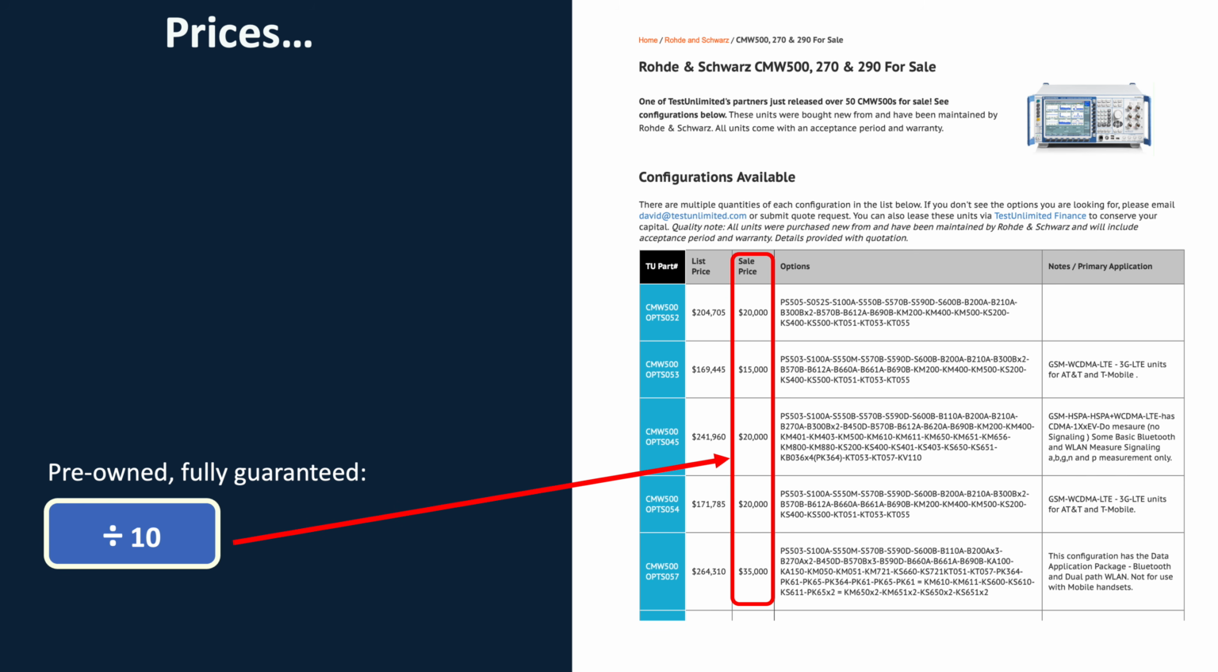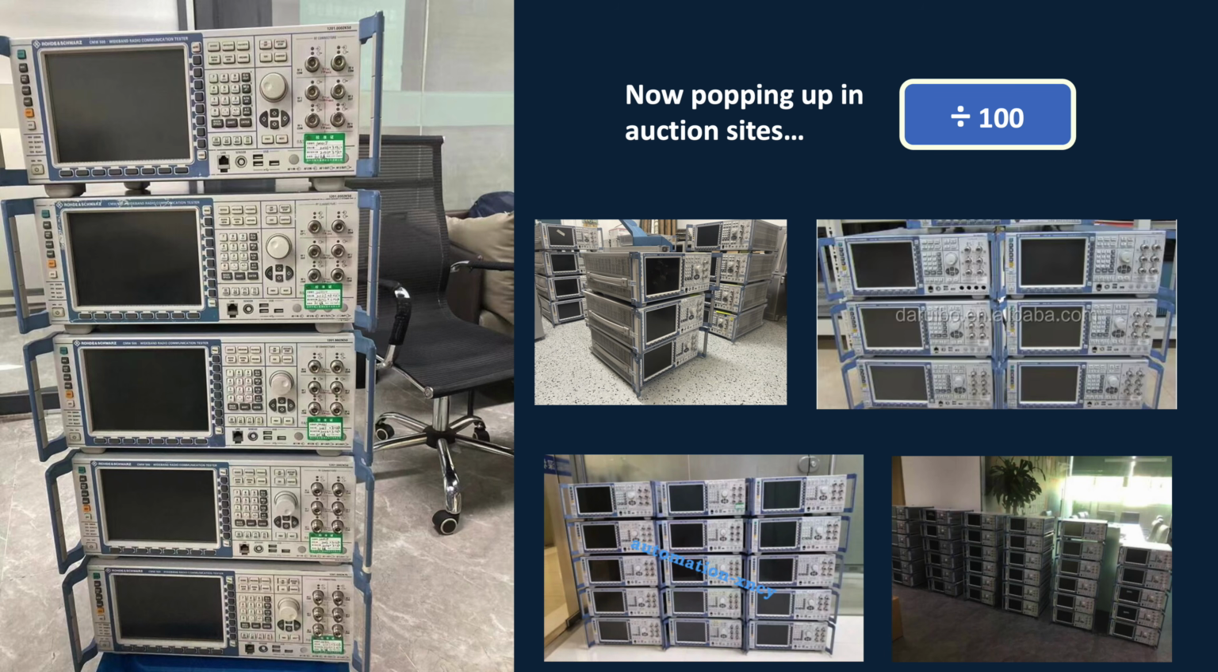Now, where it gets interesting is that right now we see these devices also becoming available on the market, on auction websites, etc. And there we see sites popping up now with dozens of units on sale and with prices that are 1/100 of the original price. So we're talking about 1.5, 2 or 3K for a working CMW500 depending on its condition.